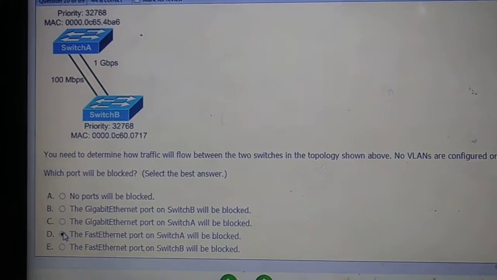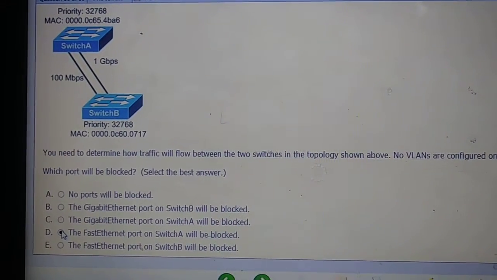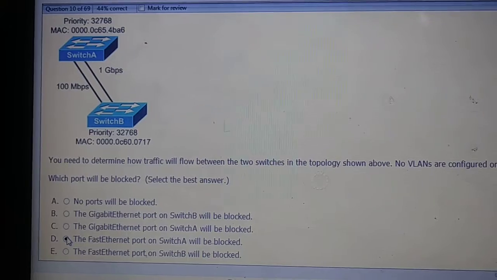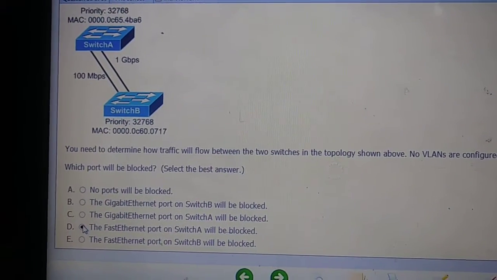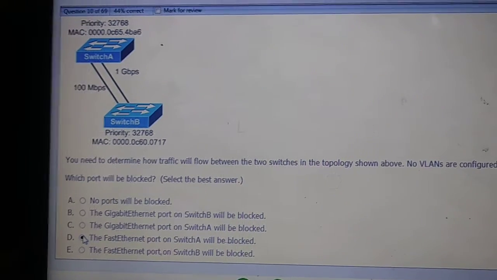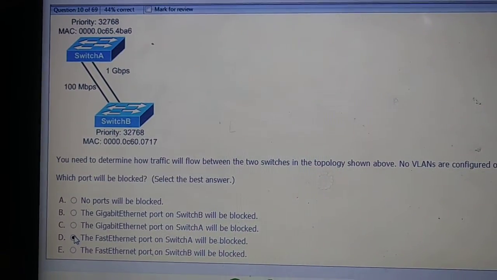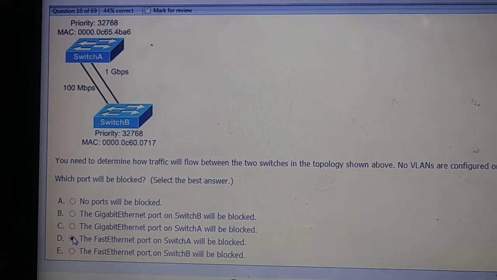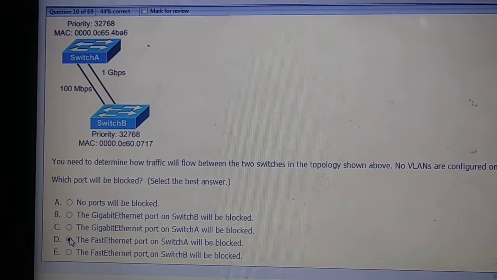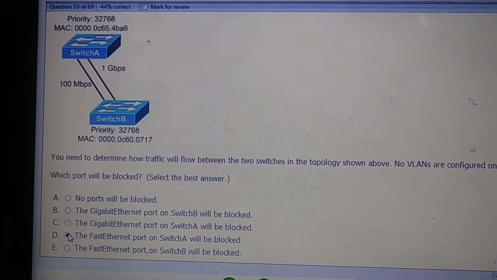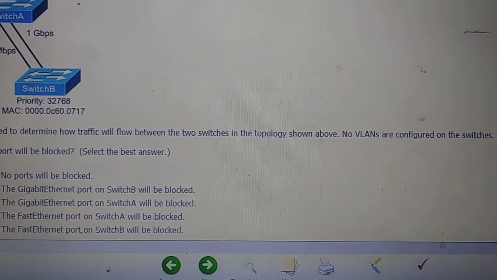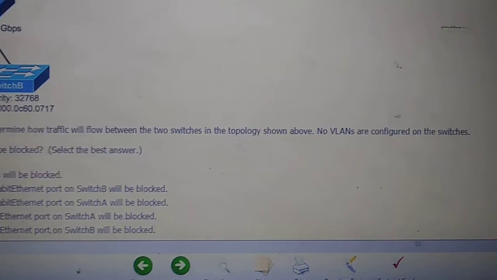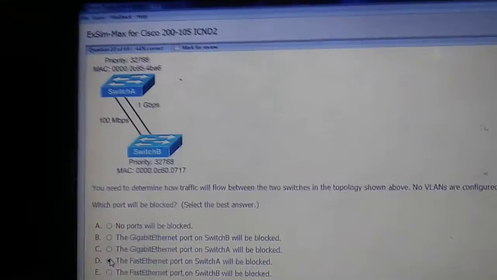Today I'm going to do another video about STP and a common question that you would see on the Cisco exam. Here is a diagram with default port priorities, MAC addresses, and the speed of the links between the two switches. Now, the question asks, you need to determine how traffic will flow between the two switches in the topology shown above. This is the topology.